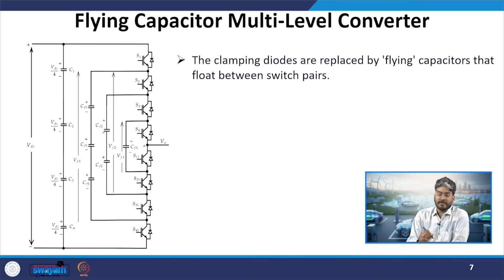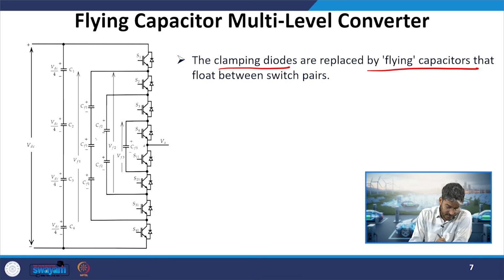Then the next variant. In the diode clamp circuit we have seen that the capacitors across the bus were not balanced because we did not have any redundant combination. To address this issue, we have one more solution, that is, the clamping diodes are replaced by flying capacitors. So what is the meaning of that? If you see, instead of the diodes, here we have various capacitors.